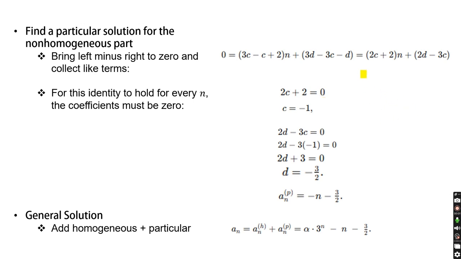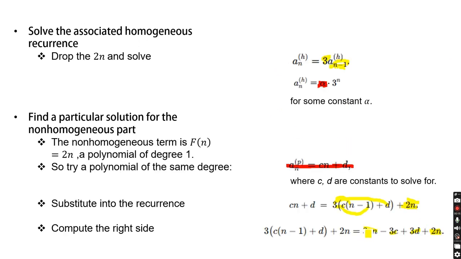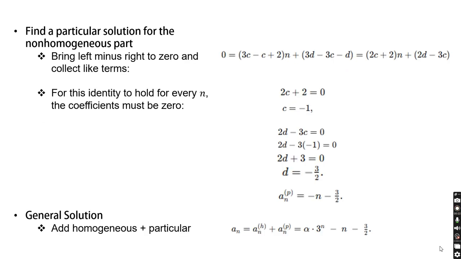The terms that are the same we combine. So we have 3C minus C plus 2 times n, plus 3D minus 3C minus D. That equals 2C plus 2 times n, plus 3D minus D, which is 2D minus 3C.